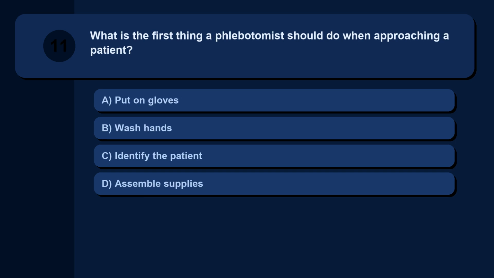Question 11. What is the first thing a phlebotomist should do when approaching a patient? Put on gloves. Wash hands. Identify the patient. Assemble supplies. Patient identification is the top priority to ensure you are drawing blood from the correct individual before any other actions.